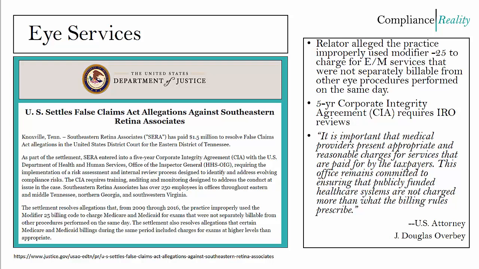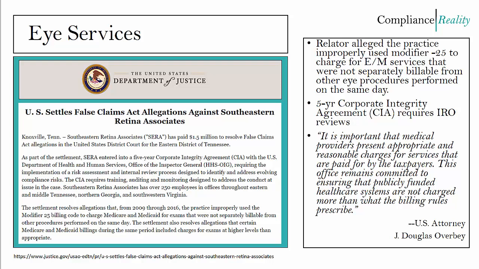In this particular case, the whistleblower alleged that the practice improperly used Modifier 25 to charge for E&M services that, again, were not separately billable from other eye procedures performed on the same day. This entity entered into a corporate integrity agreement as well for 5 years that also requires IRO, again, independent review organization reviews. This was Southeastern Retina Associates in Tennessee.